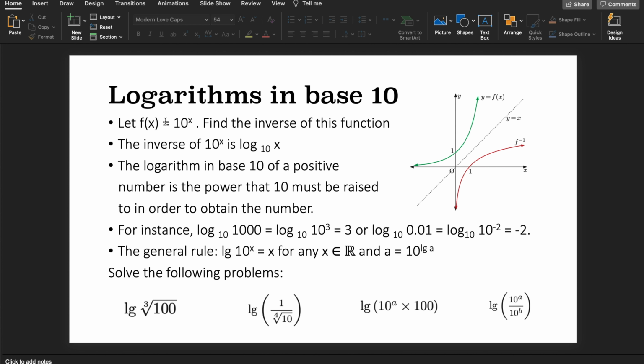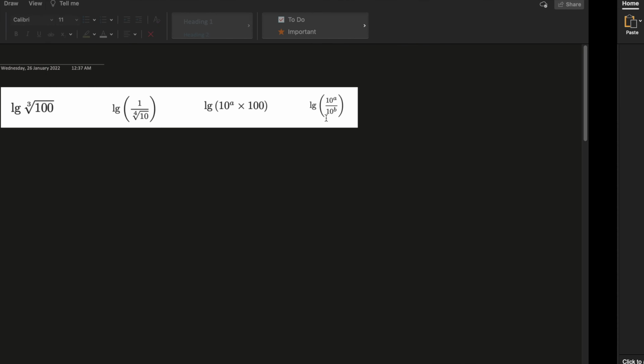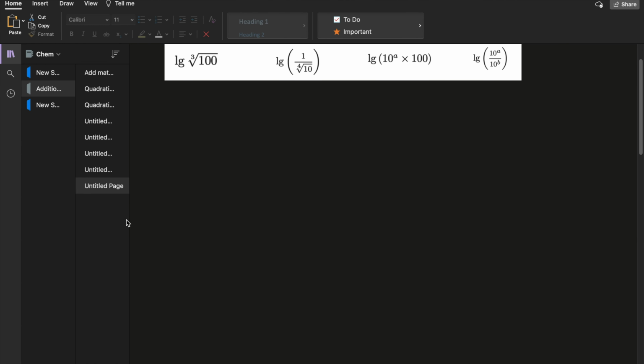So let's say f of x equals 10 to the power of x. Now let's find the inverse of this function.